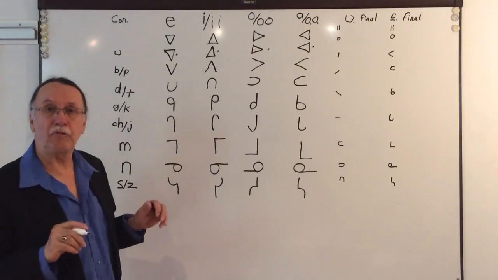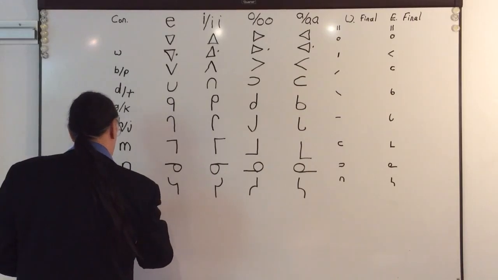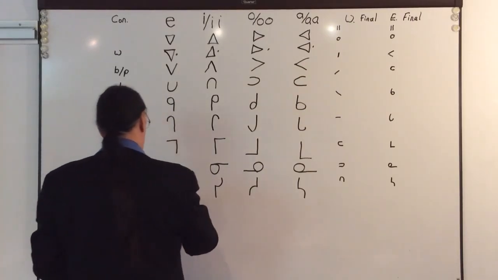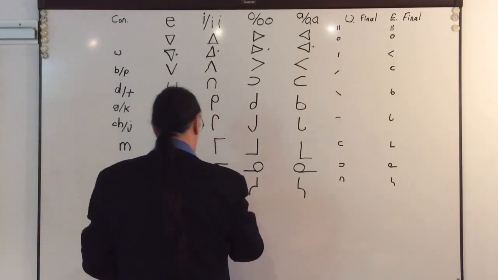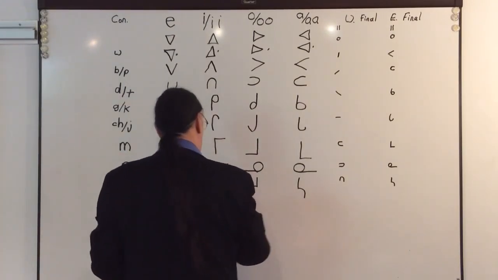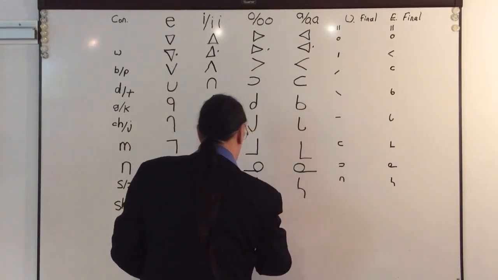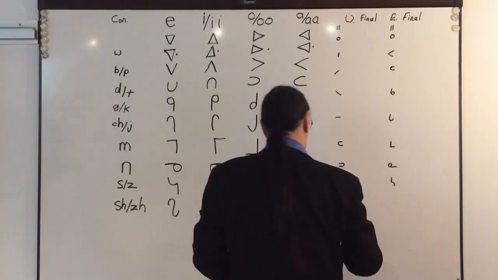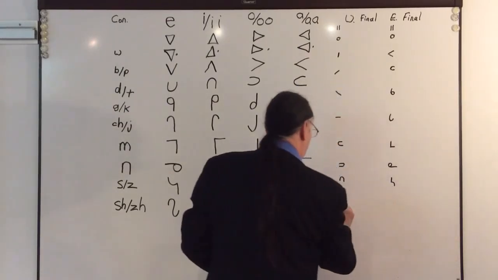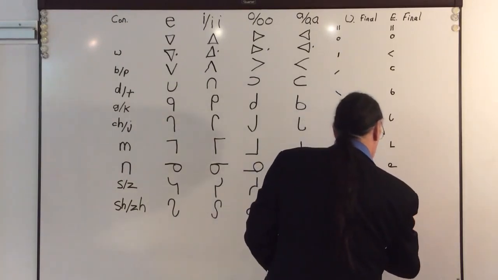Now this next one is tricky. It's SH or ZH. And we go she, she. Now it lies down, sho, and lies down in the opposite direction, sha. The final, pointing down, is a little sha.